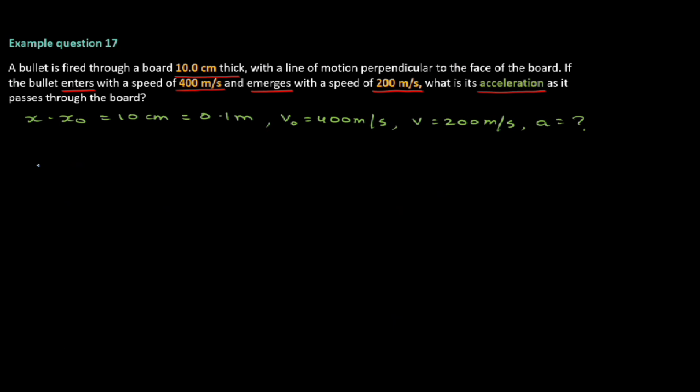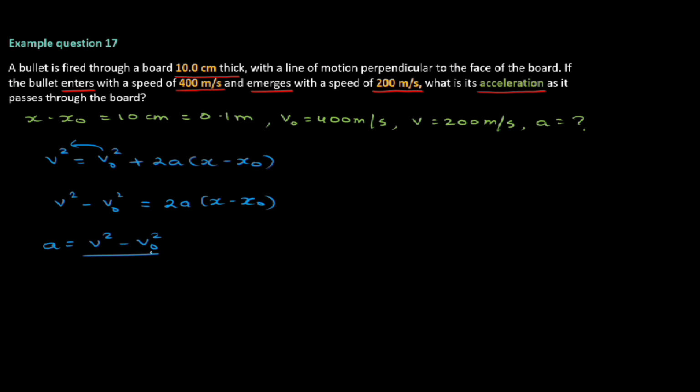The fifth equation says that v final squared equals v initial squared plus 2a(x minus x0). We rearrange the terms now. I will move v0 to the other side. So v squared minus v0 squared equals 2a(x minus x0). Now divide by 2 and (x minus x0) to leave a alone. And we get a equals (v squared minus v0 squared) divided by 2(x minus x0).